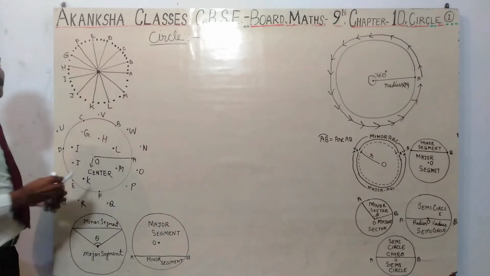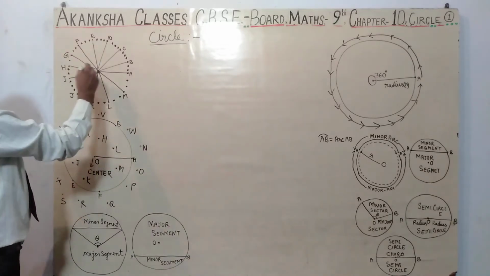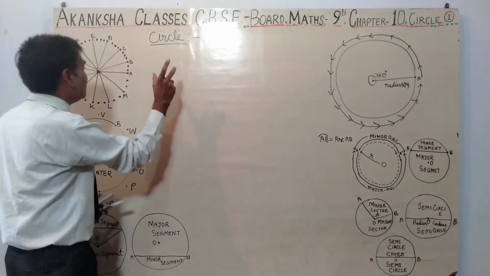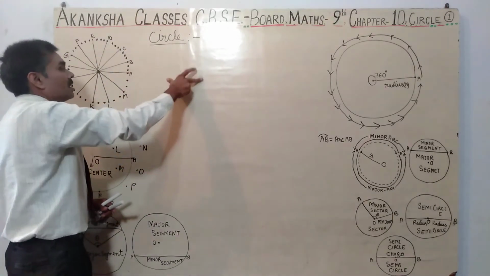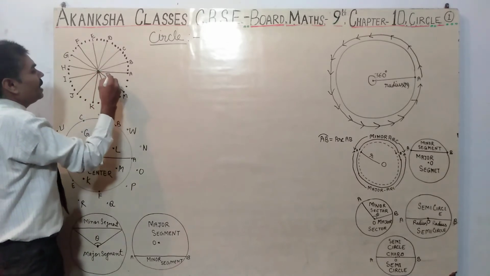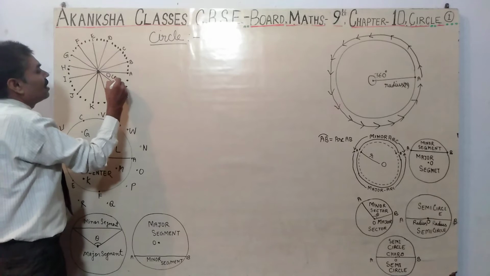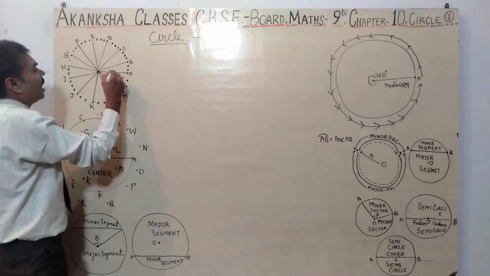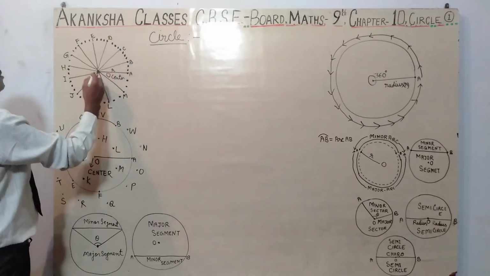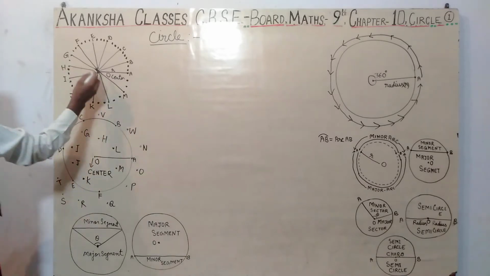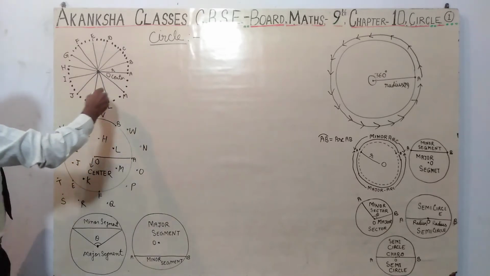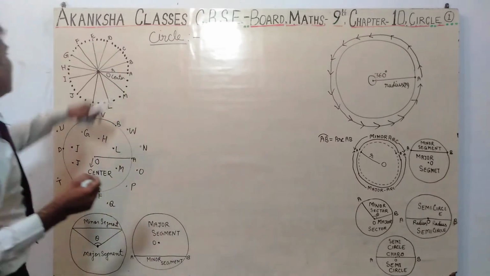This point where we put the pointing part of a compass is called the center, and the distance that is taken in the compass to draw an arc is called the radius. Hence, students, this point O is the center, and this distance is the radius. All the distances OA, OB, OC, OD, OE, OF, OG, OH, OI, OJ, OK, OL, and all the unnamed points are equidistant from O.